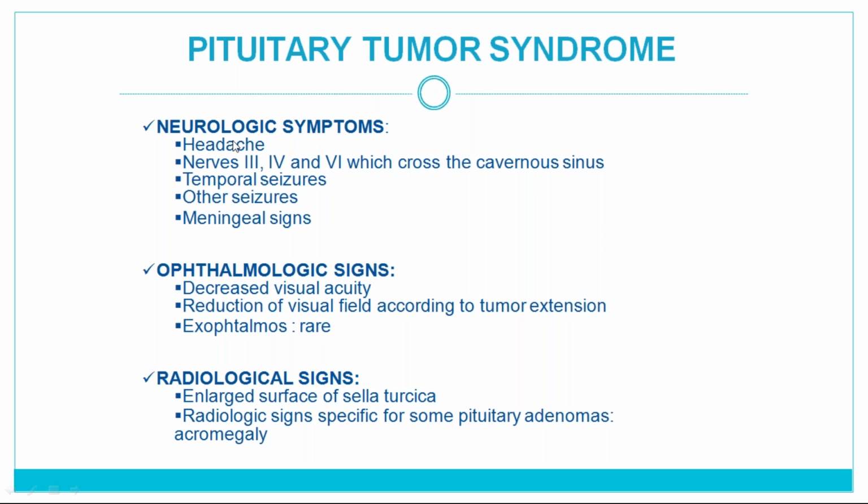The neurological symptoms will be headache, diplopia due to cranial nerve 3, 4, and 6 compression. There can be temporal seizures or any meningeal signs can be there. Ophthalmological signs will be diplopia, decreased visual acuity, and reduction of the visual field. There will be hemianopia. Okay, if you do MRI, there will be enlarged sella turcica. If there is a pituitary adenoma, we can see the mass.